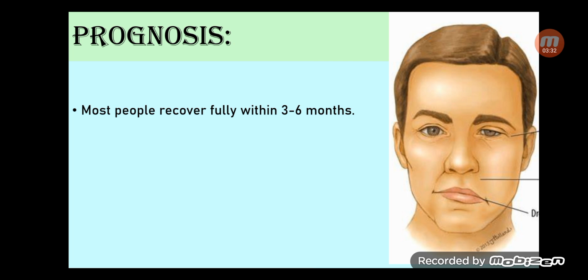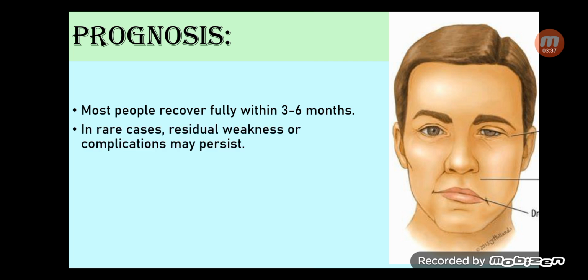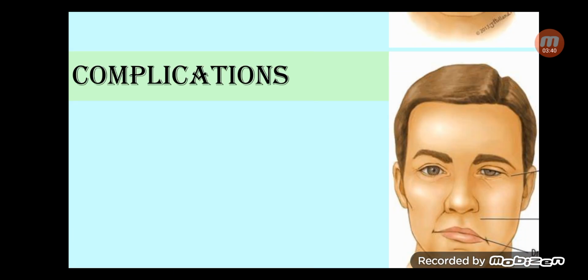Now we will talk about prognosis of Bell's palsy. Most people recover fully within 3 to 6 months. In rare cases, residual weakness or complications may persist.